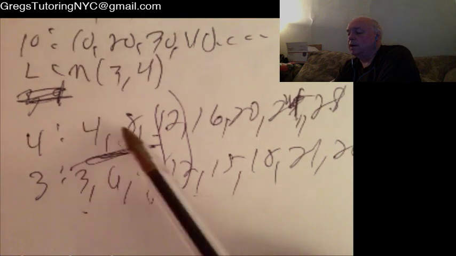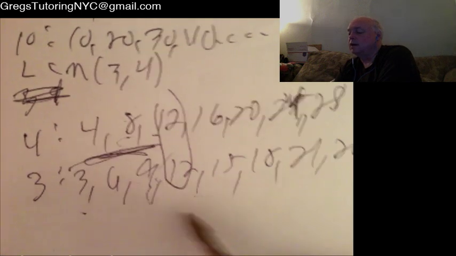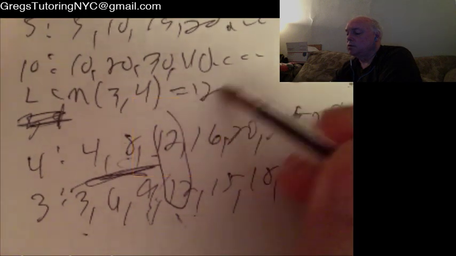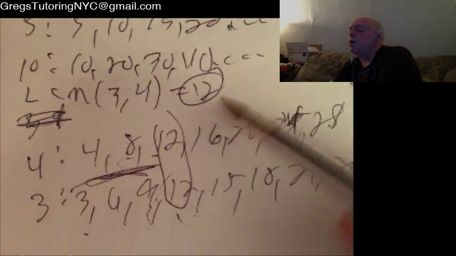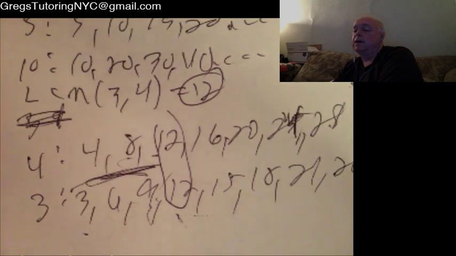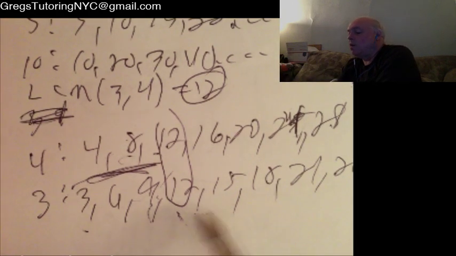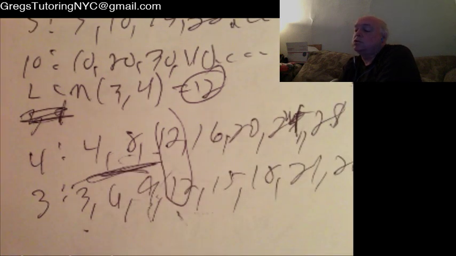There's no 4 or 8 over here, and there's no 3, 6, or 9 there. So then the LCM of 3 and 4 is equal to 12. And by the way, this is one way. If you do have extra time, getting back to Leo's question, which way do you choose? Well, you know what? If you have extra time, do it both ways.